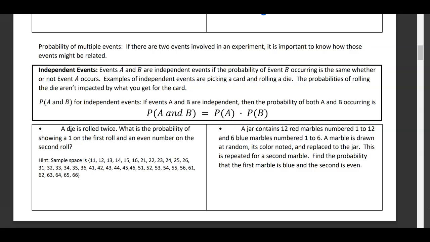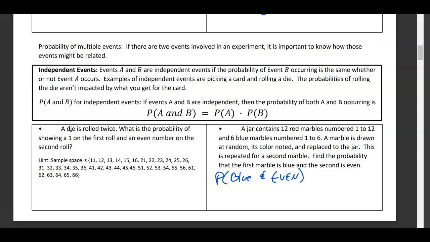A jar contains 12 red marbles, numbered 1 to 12, and 6 blue marbles, numbered 1 to 16. A marble is drawn at random, its color noted, and replaced to the jar. This is repeated for the second marble. Find the probability that the first marble is blue and the second is even. So the probability of blue and even.